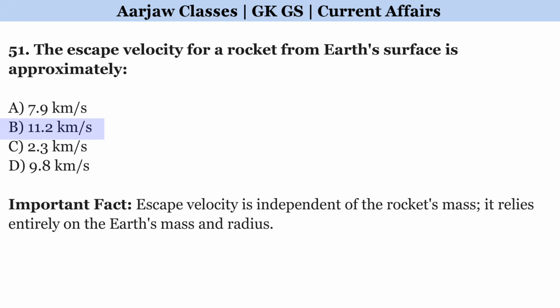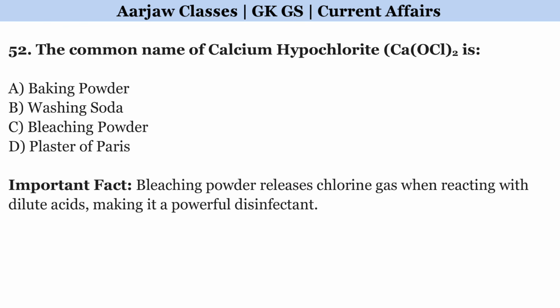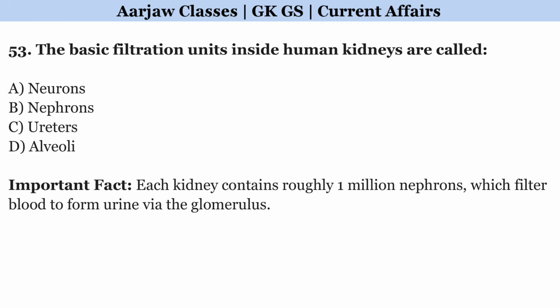Right option is B. 11.2 kilometers per second. The common name of calcium hypochlorite is? Right option is C. Bleaching powder. The basic filtration units inside human kidneys are called?